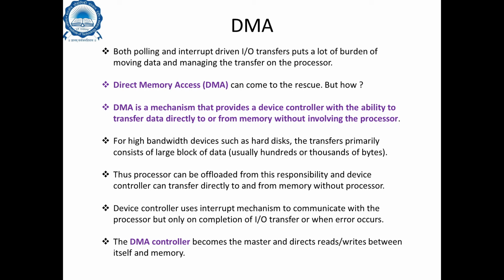The device controller uses an interrupt mechanism to communicate with the processor, but only on completion of an IO transfer, when an error occurs, or when you start. So three things: when you start, when you complete an IO transfer, and when an error occurs. Only then, through an interrupt mechanism, will the device controller communicate with the processor, else it will not. The DMA controller becomes the master and directs the reads and writes between itself and the memory. So that's how this basically works.